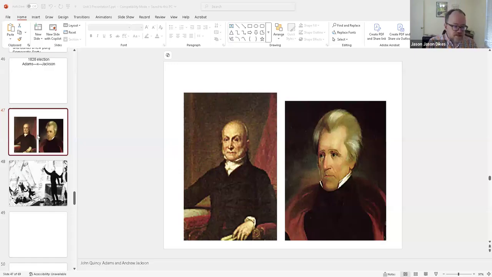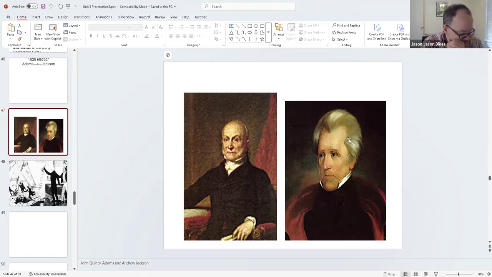Let's pop over to the old share button. Andrew Jackson, elected 1828, this is Jackson here, beating his opponent, John Quincy Adams. Jackson will serve 2 terms as president, being reelected in 1832.